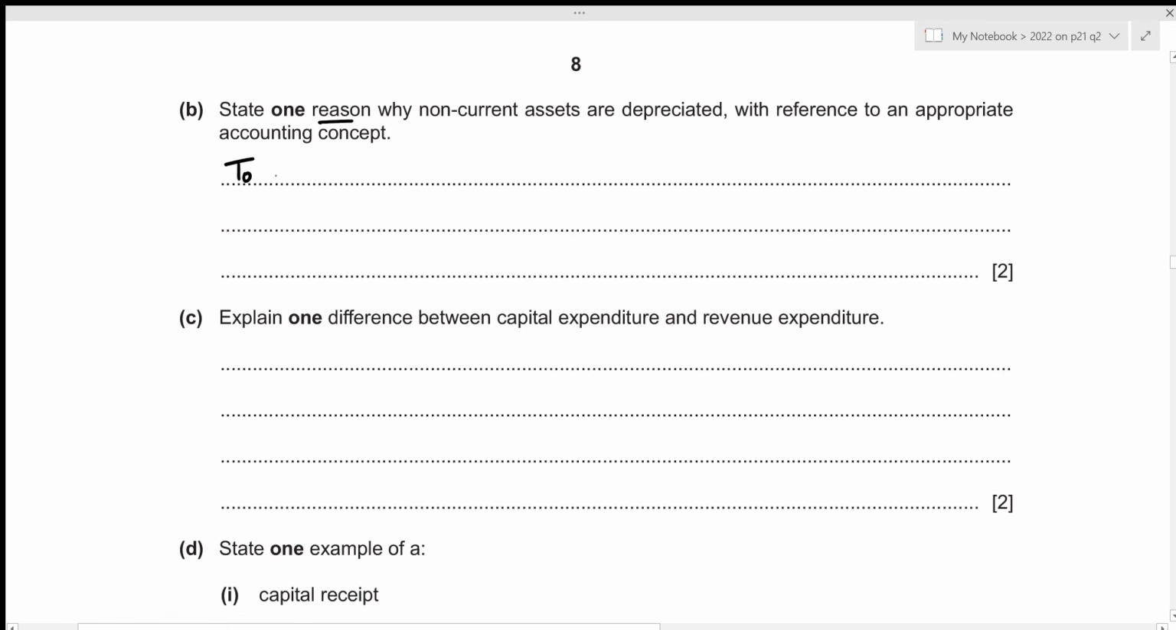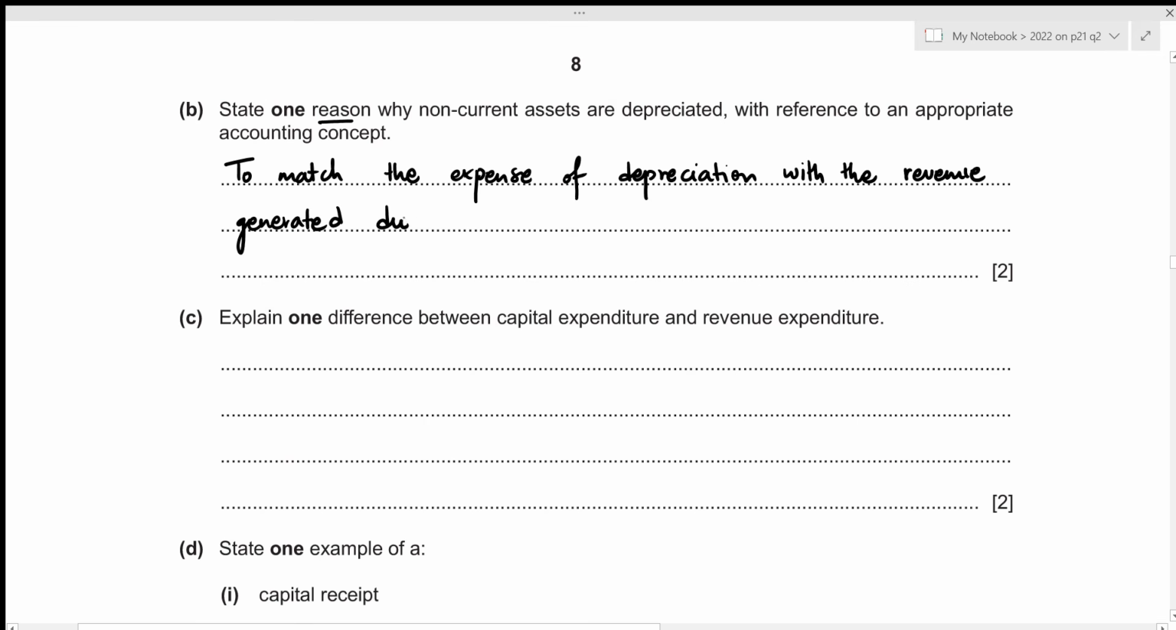To match the expense of depreciation with the revenue generated during that accounting period in accordance with the matching concept.